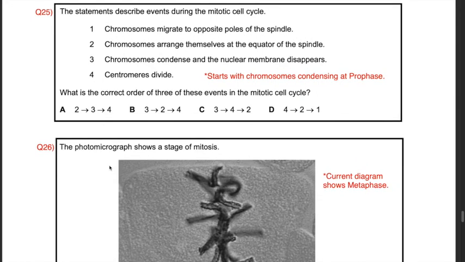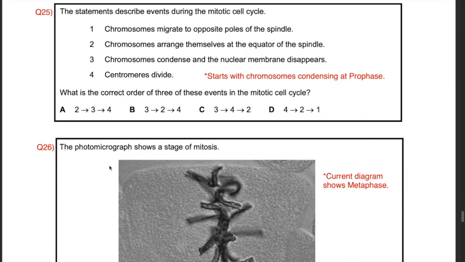Question 25. The statements describe events during the mitotic cell cycle. 1. Chromosomes migrate to opposite poles of the spindle. 2. Chromosomes arrange themselves at the equator of the spindle. 3. Chromosomes condense and the nuclear membrane disappears. 4. Centromeres divide. What is the correct order of 3 of these events in the mitotic cell cycle?